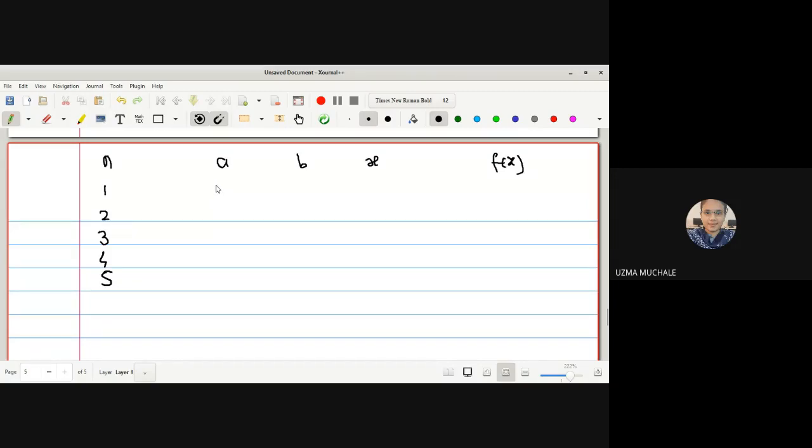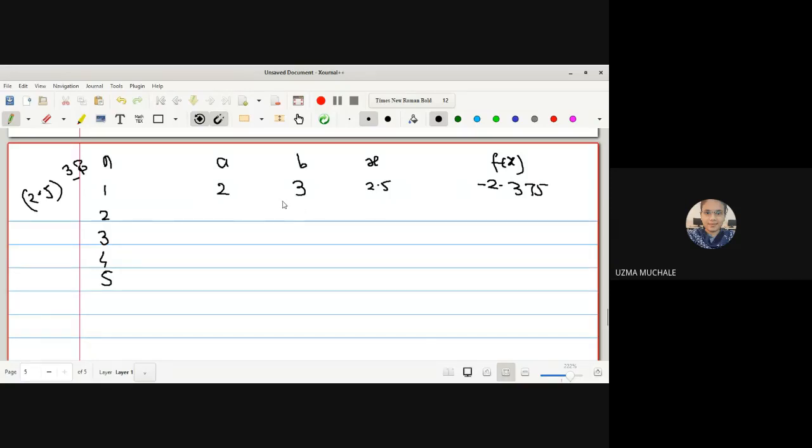Now the interval we have chosen is 2 to 3. What will be x1? 2 plus 3 divided by 2, that is 5 by 2, which is 2.5. Directly take your calculator and calculate f of 2.5, that is 2.5 raised to 3 minus 18. Calculate it and you get minus 2.375.